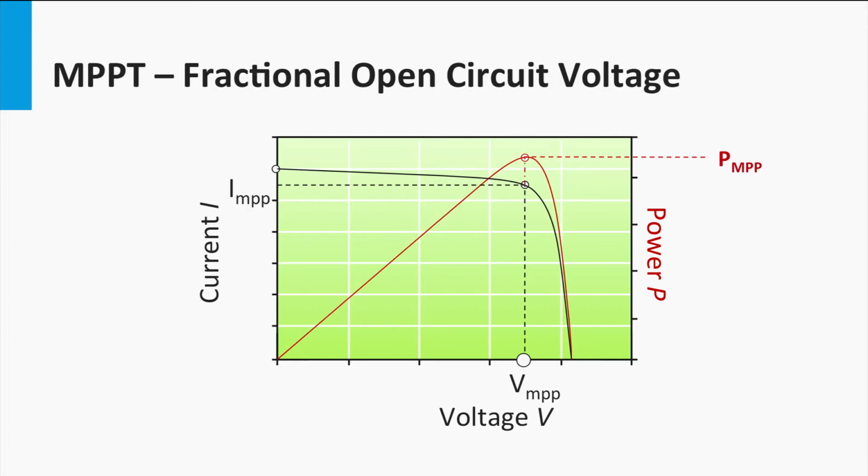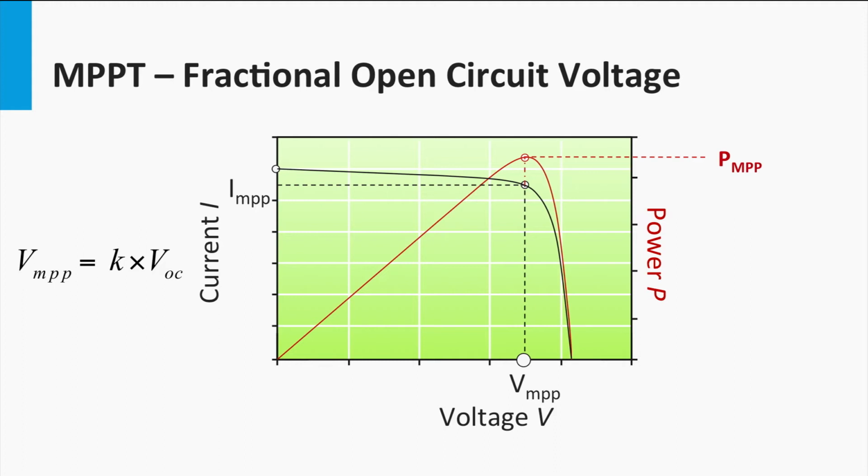One of the most common MPPT techniques in the indirect tracking category is the fractional open circuit voltage method. This method exploits the fact that a good approximation of V_MPP is given by a constant K multiplied by the open circuit voltage.